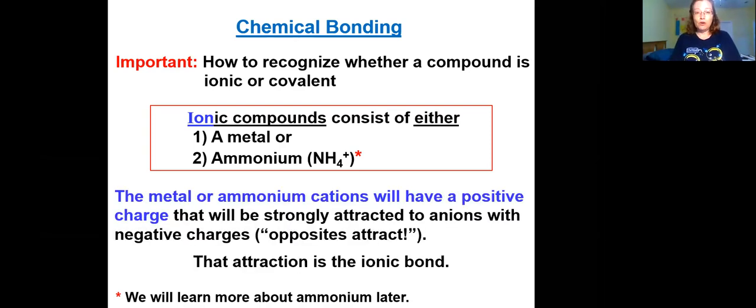The metal or the ammonium cation, metal cations, ammonium cations, they will have a positive charge. That's going to be strongly attracted to the anions with negative charges. Good old opposites attract. We already learned about why electrons stay in an atom. It's because they're attracted to the positively charged protons in the nucleus. Well, now we're finding out that if we have an entire atom with a positive or negative charge, that will also be attracted to another atom or ion with a negative charge. That attraction is known as an ionic bond.